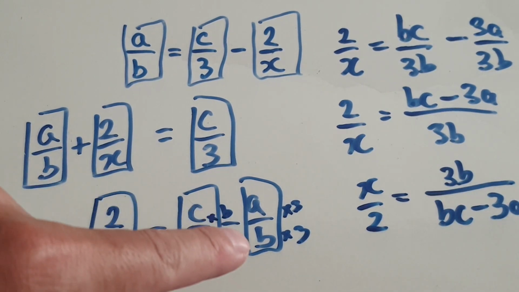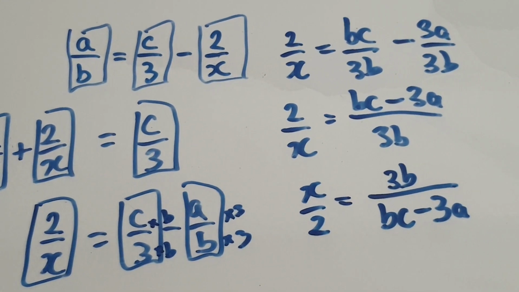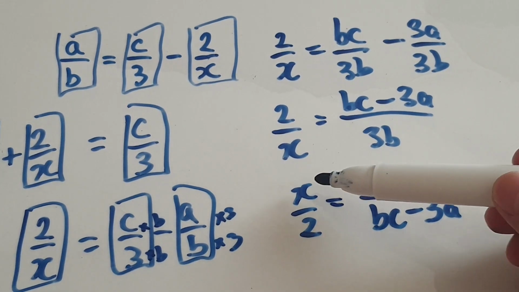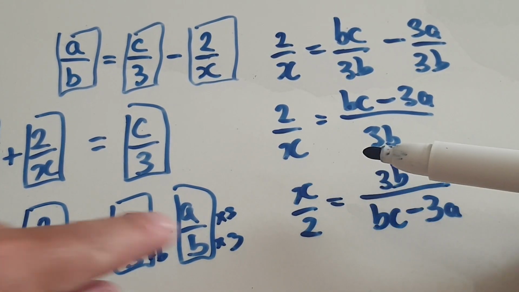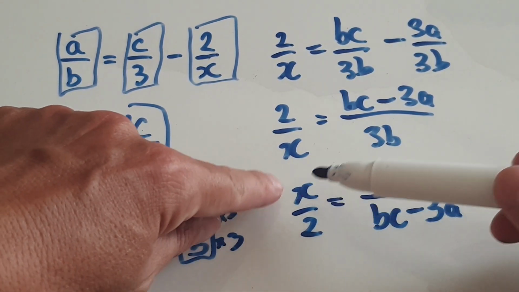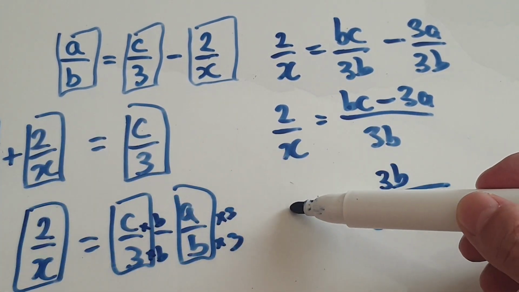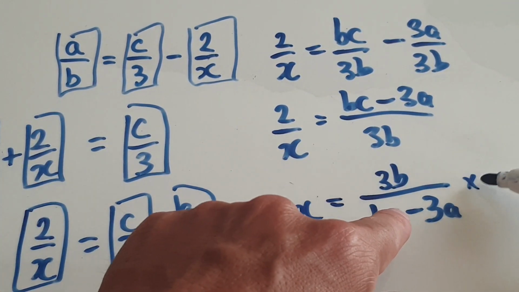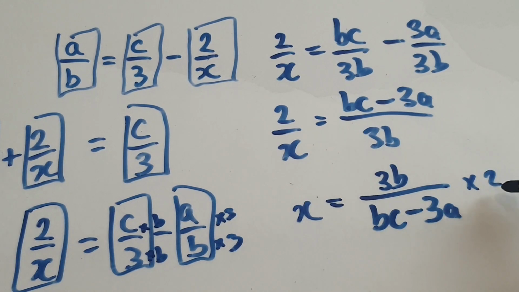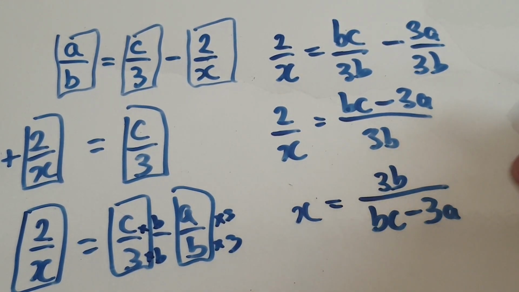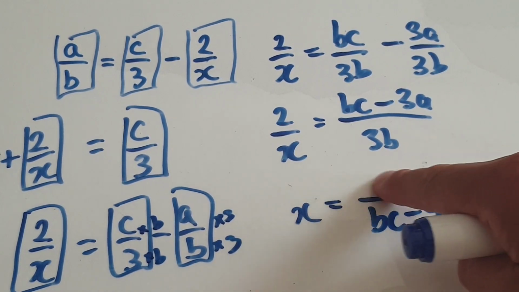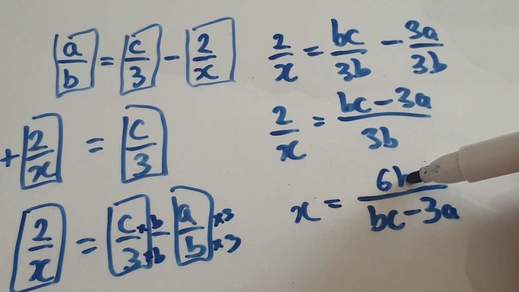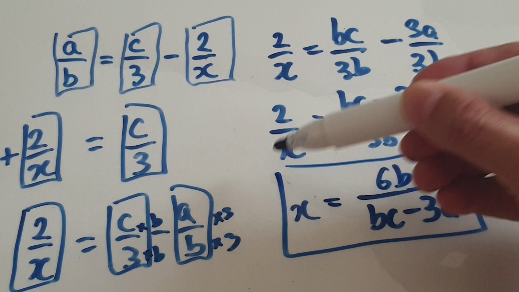So now in your mind, times everything by 2. So when you times this by 2, this will then become x, and then you times this by 2. When you times a fraction, it gets multiplied to the top. So merge the 2 with a 3, so that will give you 6b. So this here is your final answer. Okay.